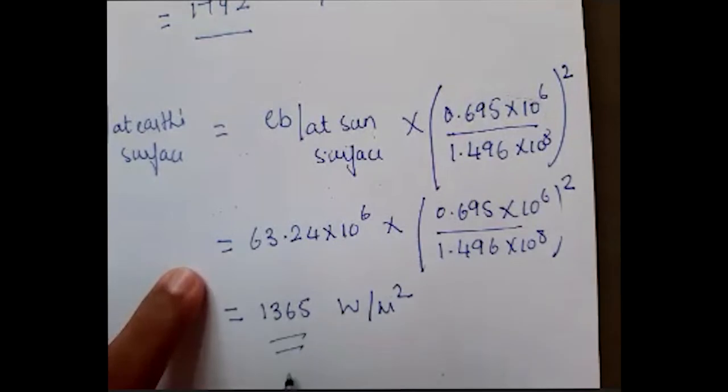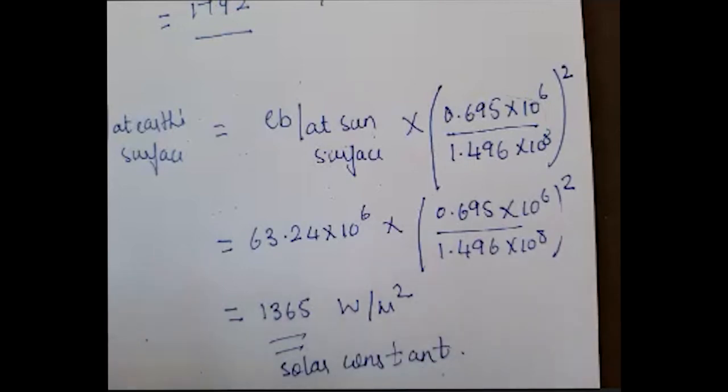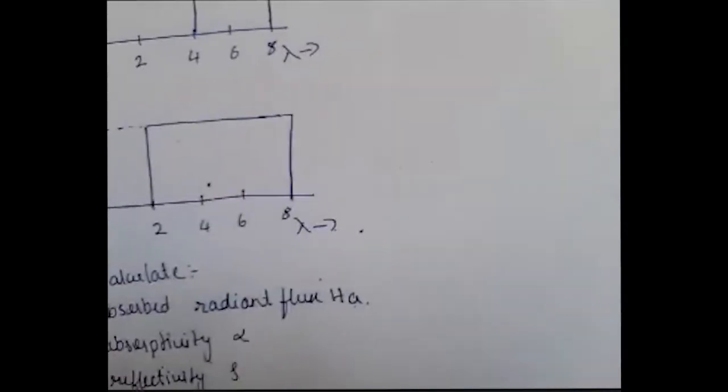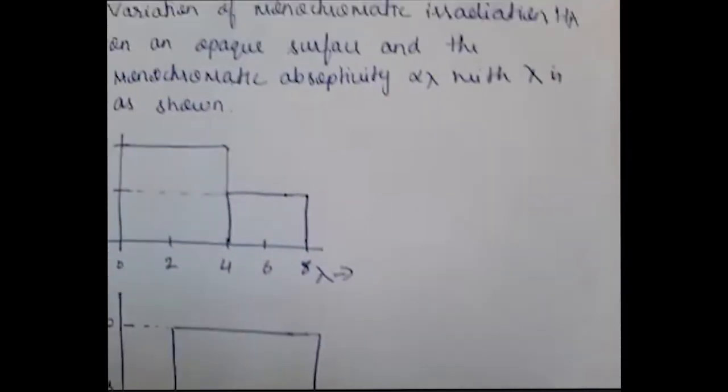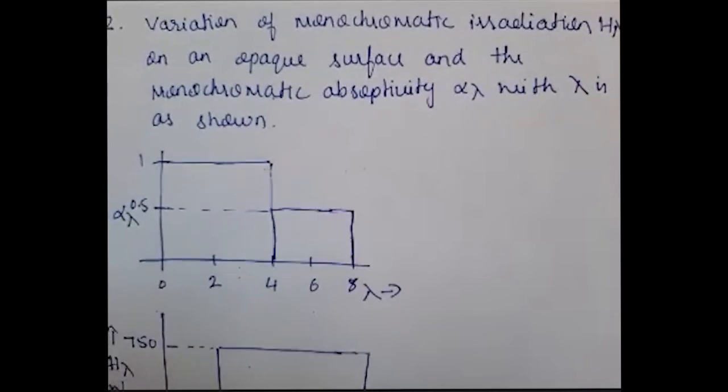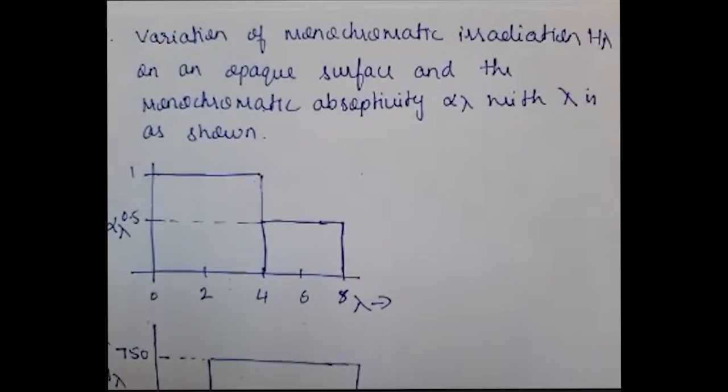This is a value which is also called as a solar constant at the Earth's surface. So this is all about the problem number 1. Let's go to the problem number 2. I'll just give you 2 minutes to read.